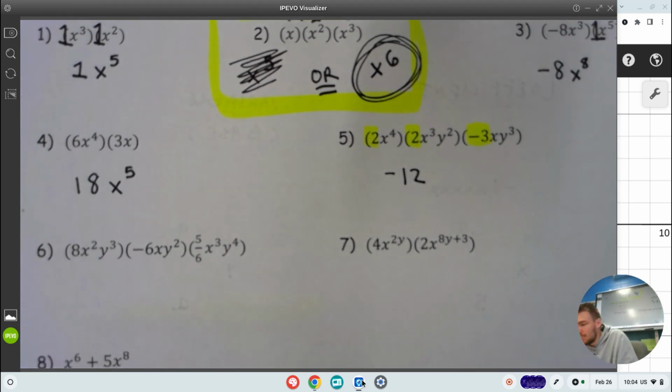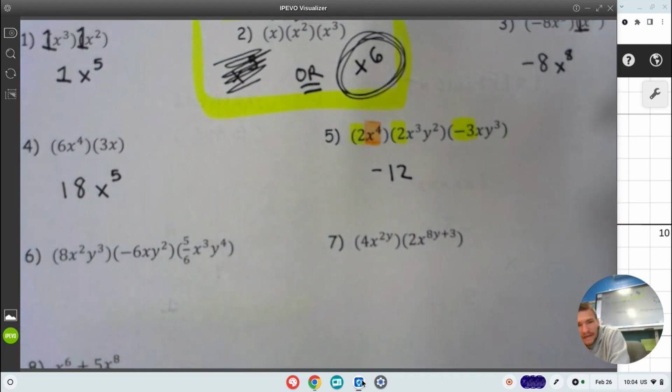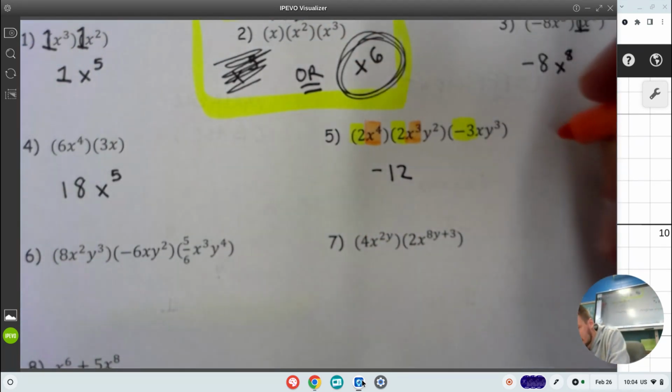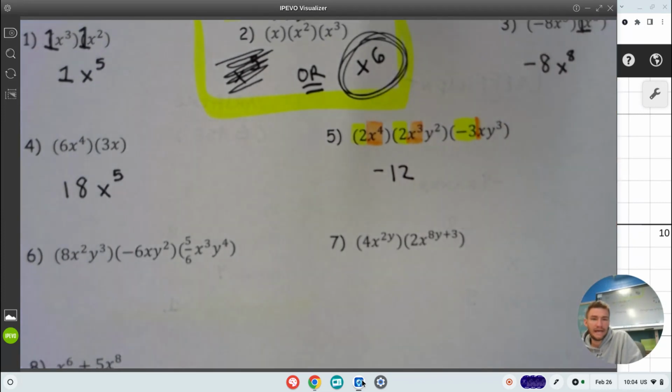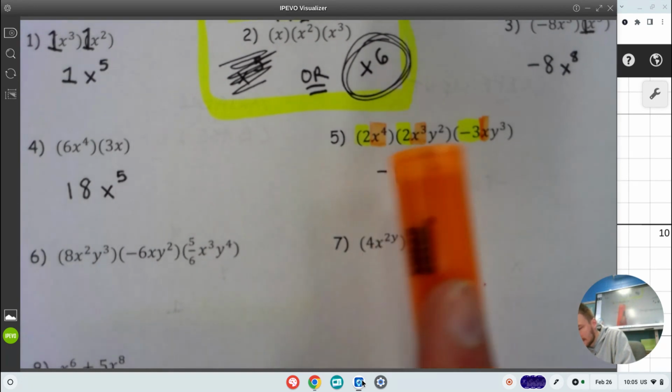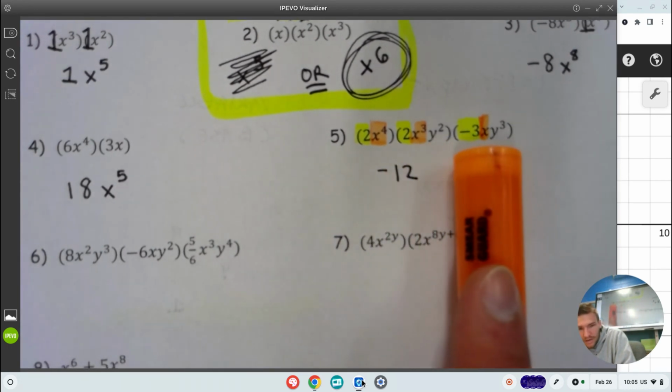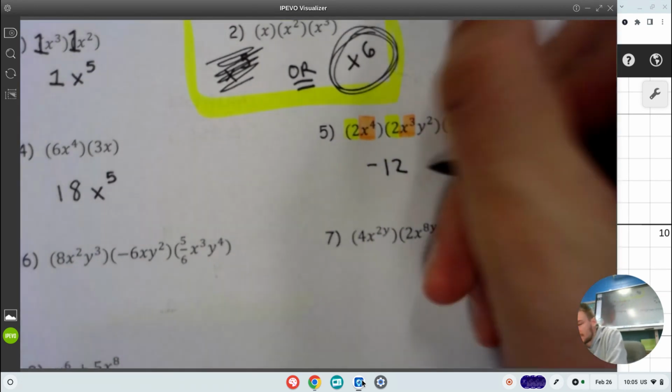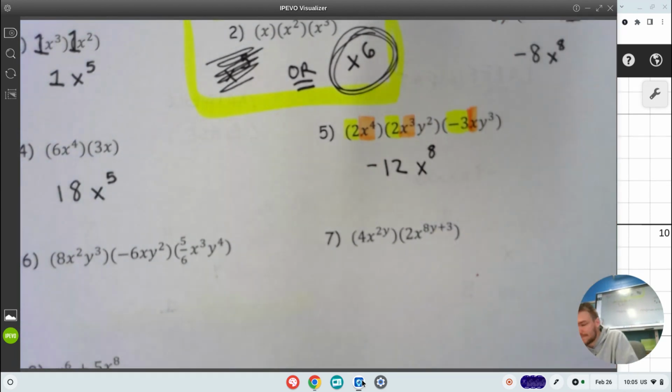And now, move on and look at your x's. I'll grab an orange highlighter here. We have 4 x's, 3 x's, 1 x. Now remember, you have to switch your brain a little bit because it's multiplying the coefficients, but then it's just going to be adding the exponents. So 4 plus 3 plus 1. 8. X power 8.